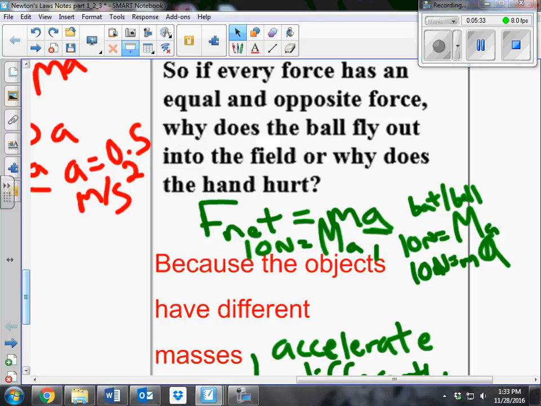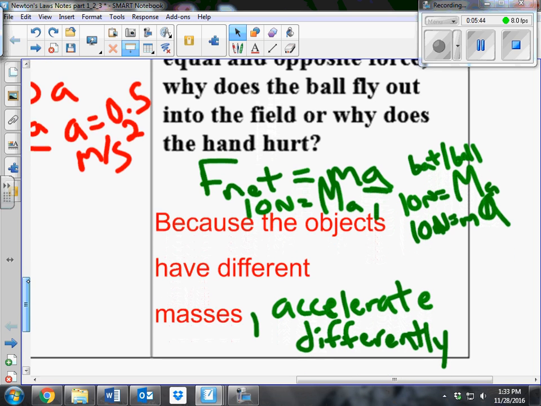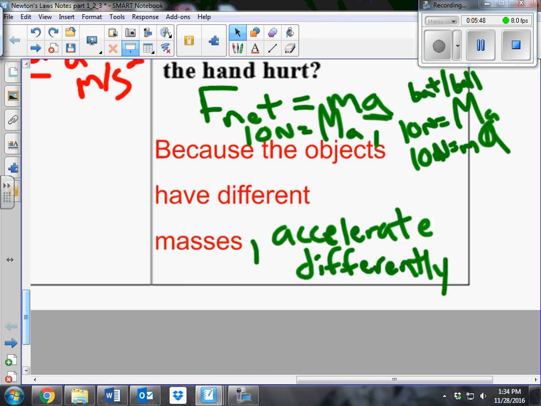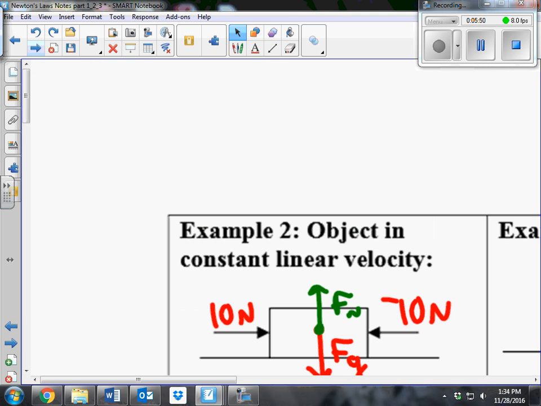It's a balance of Newton's second law. So, oh look, we both hit each other with 9,000 newtons, but I have more mass. Well, I'm going to experience less of an acceleration, which is good because then I won't experience that force. Okay, flip over to the back.